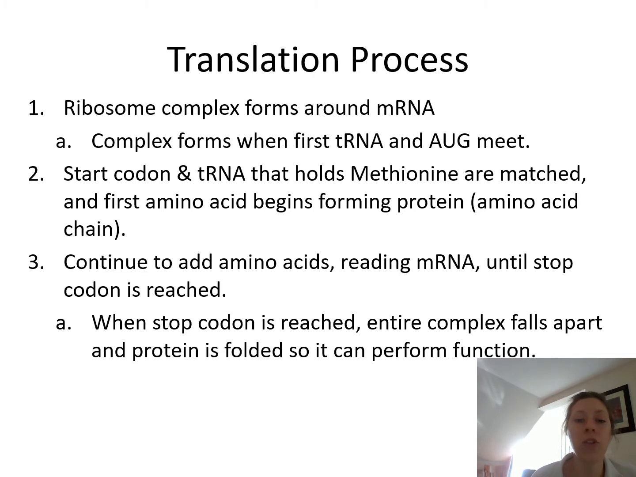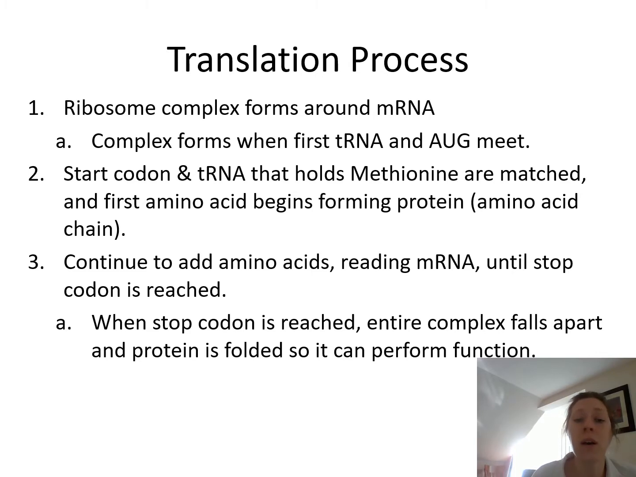All right, so this is kind of just breaking it down step by step. The ribosome complex forms around the messenger RNA. We find that start codon and the transfer RNA holding methionine matches up to that. And then we continue to slide down the chain. Think of this as an assembly line, reading 3 letters, 3 letters, 3 letters at a time as a codon, putting in those amino acids that match up.